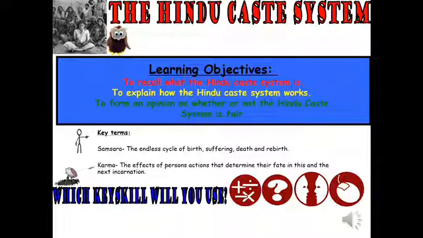Your key terms are samsara, which means the endless cycle of birth, suffering, death and rebirth, and karma, a word which you might have already been familiar with. This refers to the effects of a person's actions that determine their fate in this and the next incarnation or the next life. Pause the video now and make a note of these key terms.